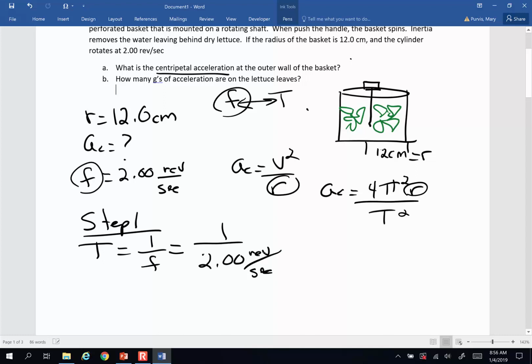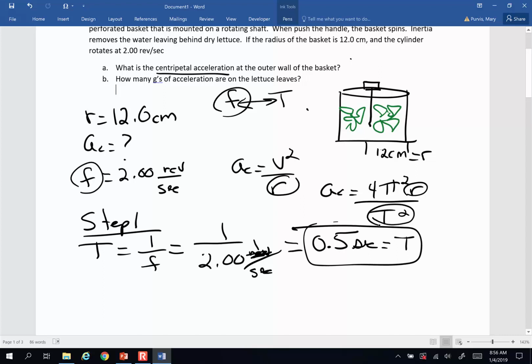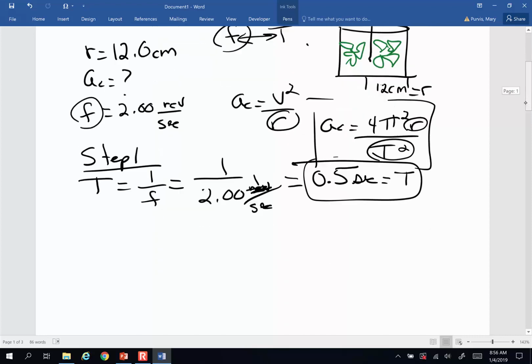Now, if you remember, revolutions is just a descriptive word. It's not a real unit. So what is 1 divided by 2? Yeah, 1 divided by 2 is half. So 0.5. And then seconds are in the sub-basement. They're going to come up, and I'm going to end up with a period of half a second. Now that I have T and r, I can use this equation to find out centripetal acceleration.